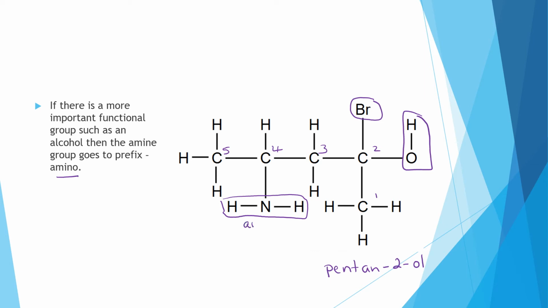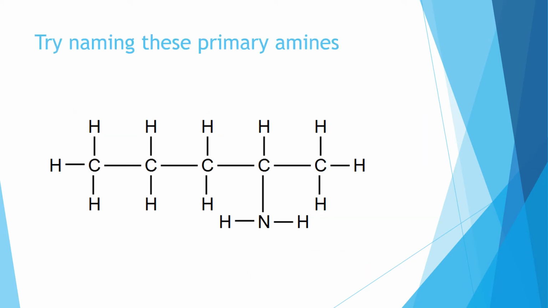Now we have an amino functional group in prefix and a bromo functional group in prefix. Because once they're in prefix, we go to alphabetical. So this will be amino and bromo. So bromo and then amino. And we need to put the address, which is 2 bromo and 4 amino. Now what I'd like you to do is to try and name these primary amines. You will need to stop and start the video.